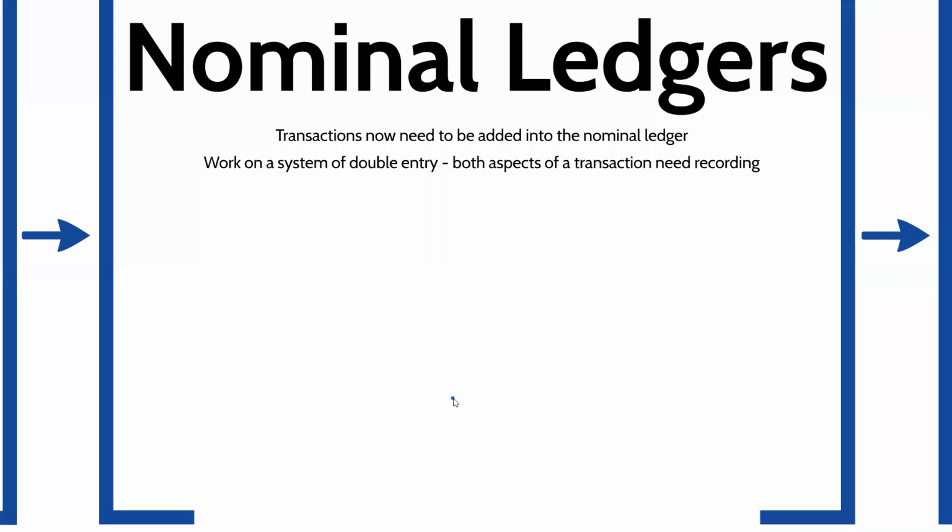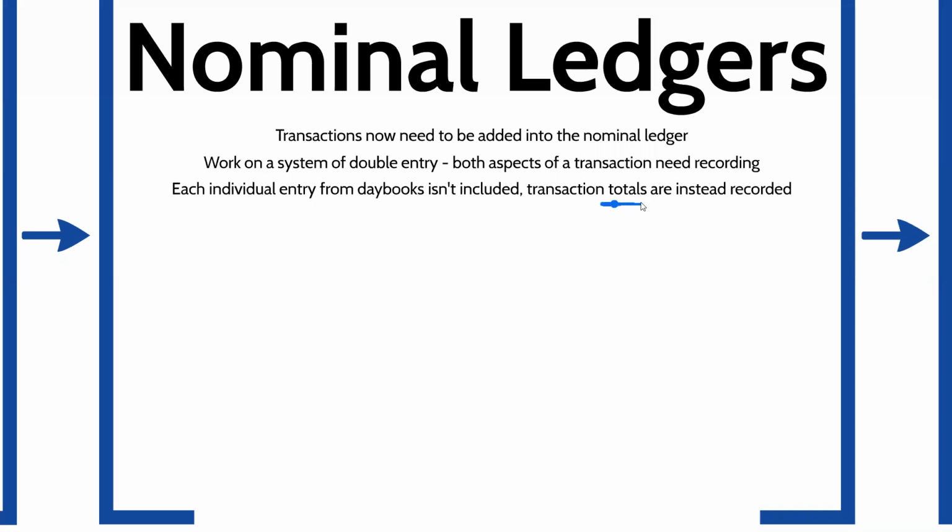The third stage of our process relates to our nominal ledger. So transactions, after they've been recorded in daybooks, need to be added into the nominal ledger. Now, this ledger, unlike our sales and purchase ledger, works on a system of double entries, and therefore both aspects of these transactions that are involved here need to be recorded. The other thing that we need to keep in mind is that we don't record individual entries from daybooks. As we saw when we looked at the daybooks earlier in the process, we total the amounts within individual daybooks up, and it is these totals that we include as part of our nominal ledger.